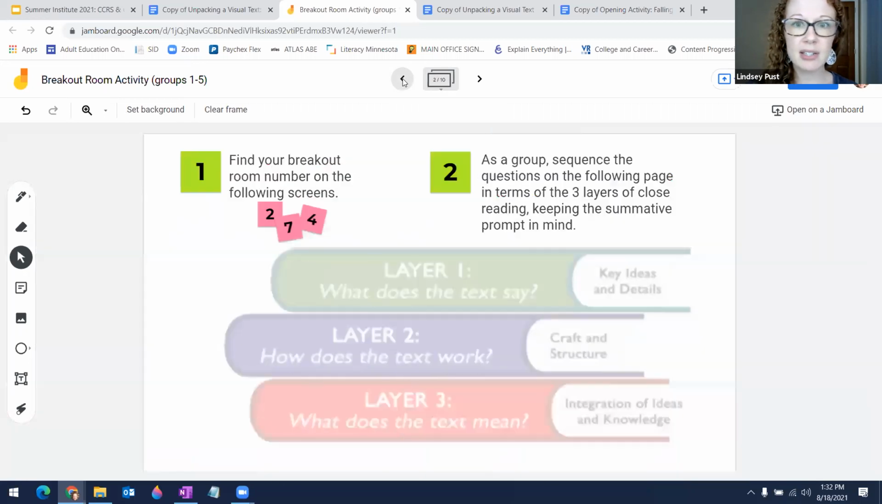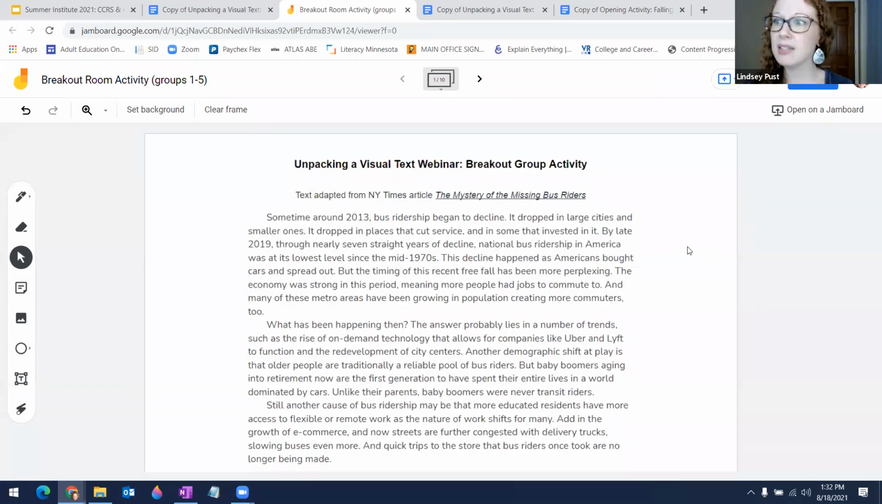You may not finish this, that is okay. Just pay attention to the process that you start and the thinking process that you are working through as you're trying to make decisions.